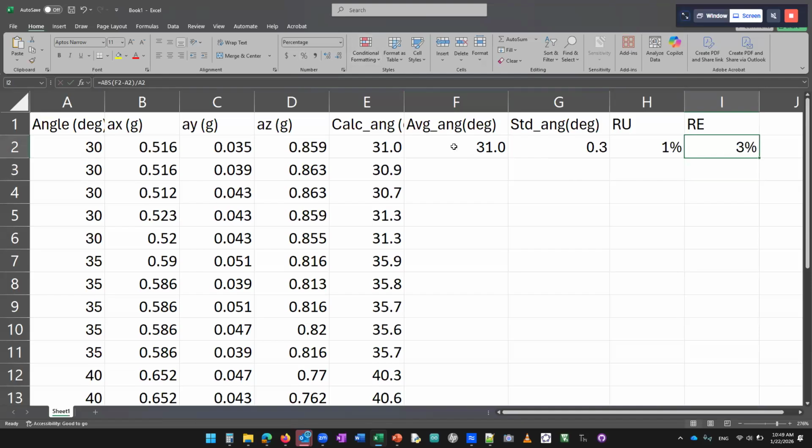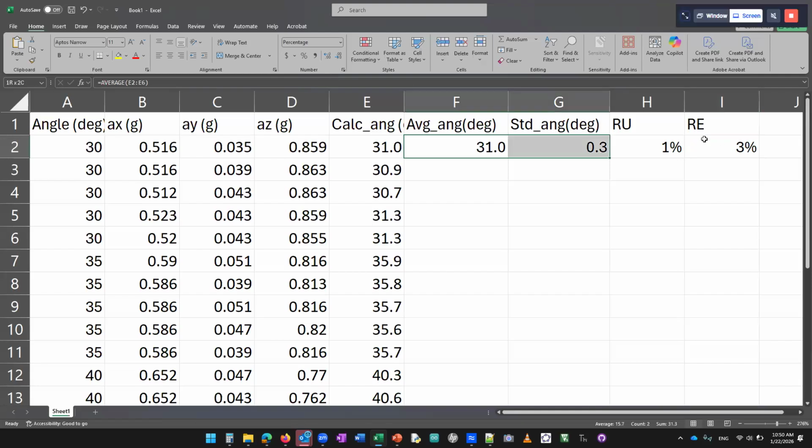So what you are having here is you measure 31 plus minus 0.3 degrees. You're expected to measure 30 degrees. So your uncertainty is 1% relatively speaking. Your error is 3% relatively speaking. Because relative error is bigger than relative uncertainty, you were not able to confirm the 30-degree angle measurement for that particular trial. All right. So that's what I want you to have.